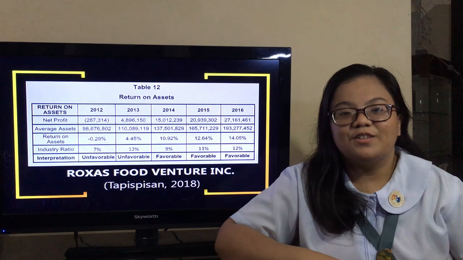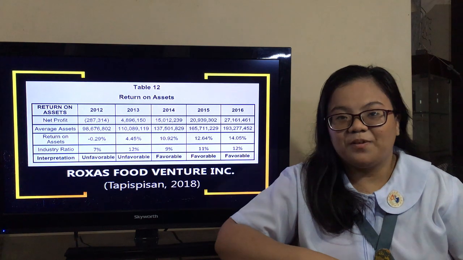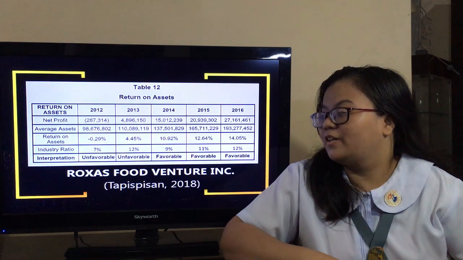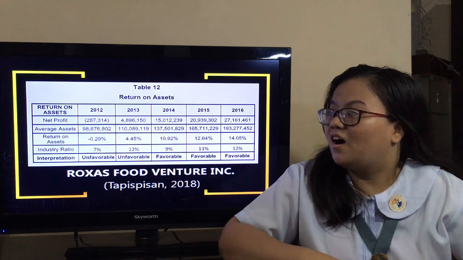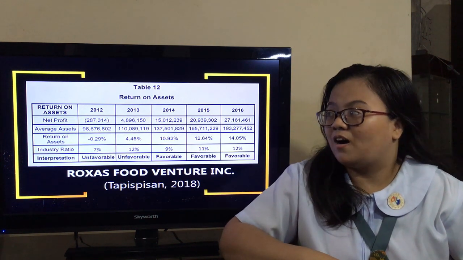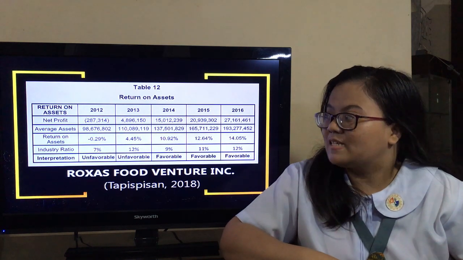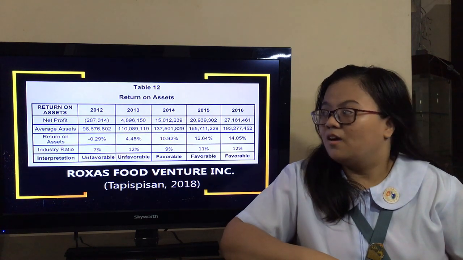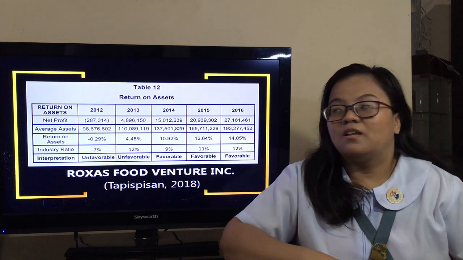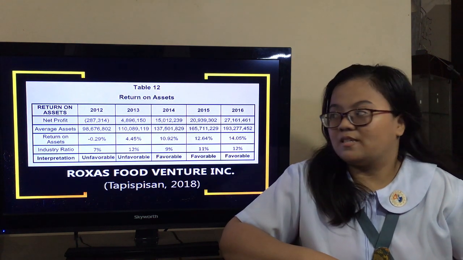To illustrate, here is an example of an analysis on rate of return of Ross Food Venture Incorporated. On the first cell of the first row, it represents what rate of return it is. For this example, it is the return on asset. For the succeeding cells of the first row, it represents the 5 accounting years being analyzed.